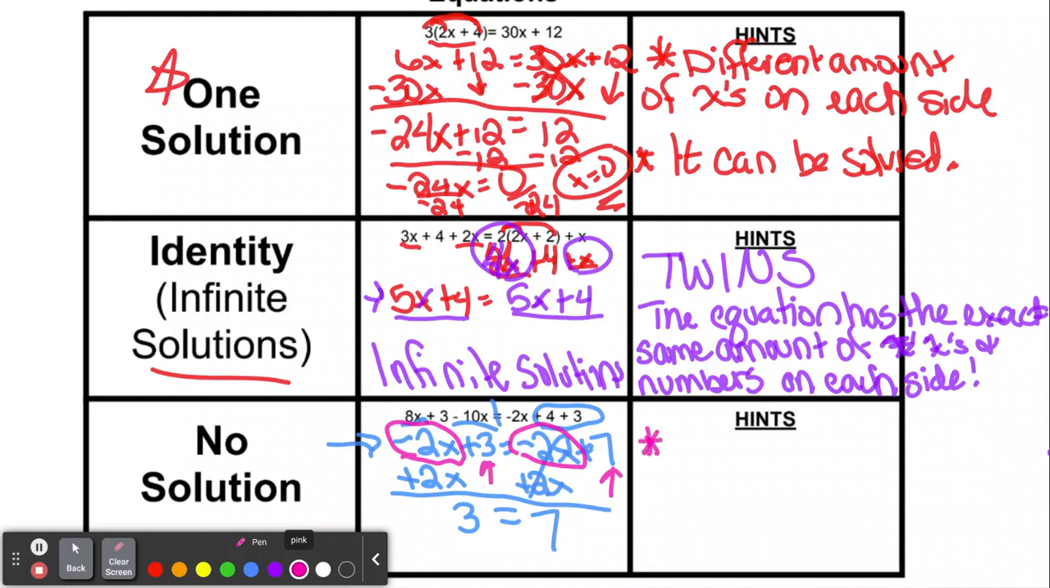The hint to what you can tell is the x's are the same on both sides. But the numbers, the plain numbers, are different, or square numbers as my kids have been calling them in class.